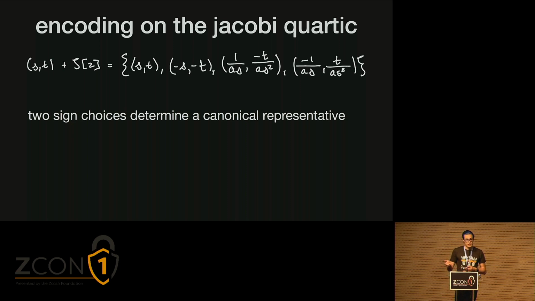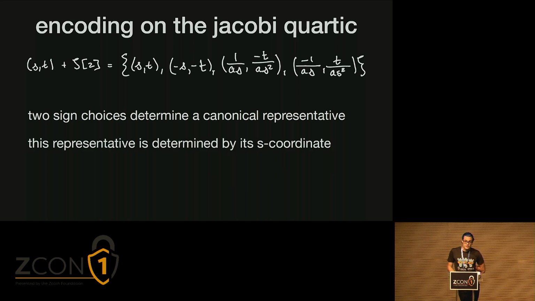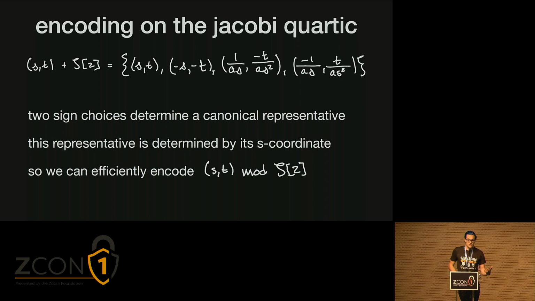Then by making a second sign choice, like the sign of T over S or S over T or whatever, you can choose between the remaining two candidates. So if you get two sign choices, you get a canonical representative of this set. That representative is going to be determined by its S coordinate. So now you can efficiently encode a point on the Jacobi quartic up to 2 torsion just by determining a canonical representative with two sign choices, and then using the canonical encoding of some field element as the encoding of that point.